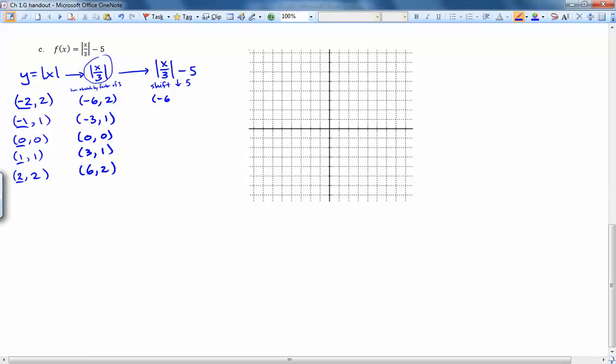So it's going to be (-6, -3), (-3, -4), (0, -5), (3, -4), and (6, -3). So now we can plot those points. Let's plot (0, -5) here. And then we've got (3, -4), and (-3, -4). And then we've got (6, -3).